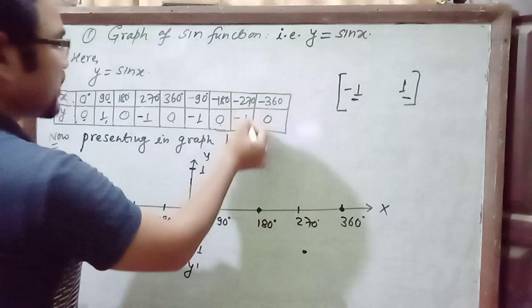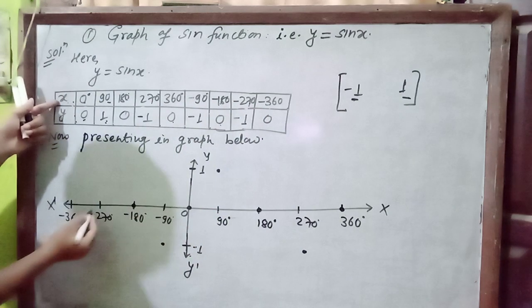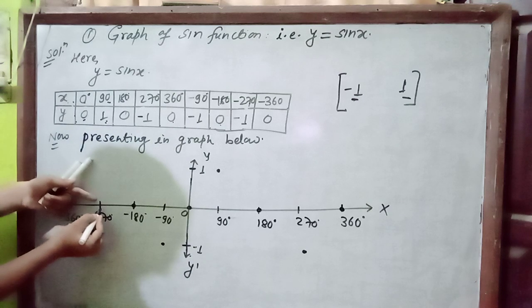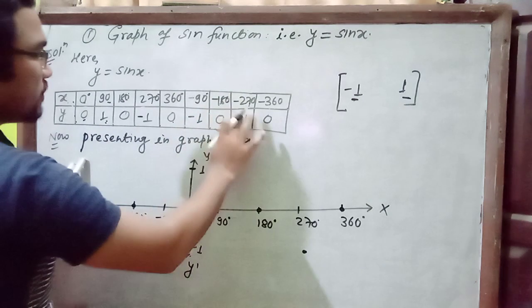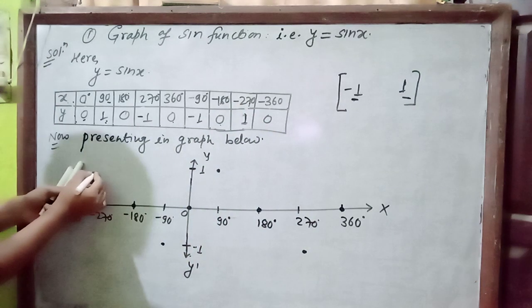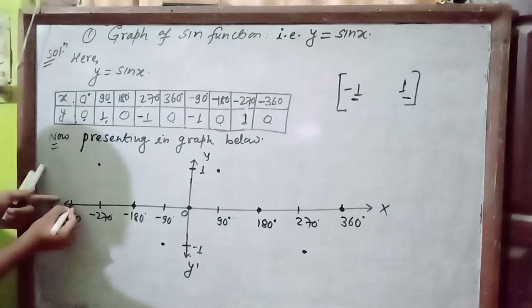Next one is -270, -1. You go towards the x-axis to -270. -270 means here, and in y, -1 means here. -1, here also there is a mistake. It is +1. And -360, 0. -360, 0 means it is itself.